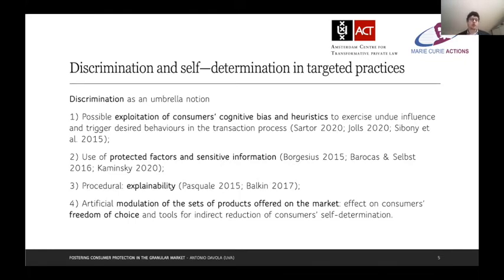When consumers are offered a personalized product, she is actually subject to a modulation of the set of products offered on the market. A consumer is not shown the whole state of the market, but rather a minor subset that is hopefully crafted according to her preferences. And in addition, that specific subset is attributed a specific saliency, because that's the one the consumer is actually shown.